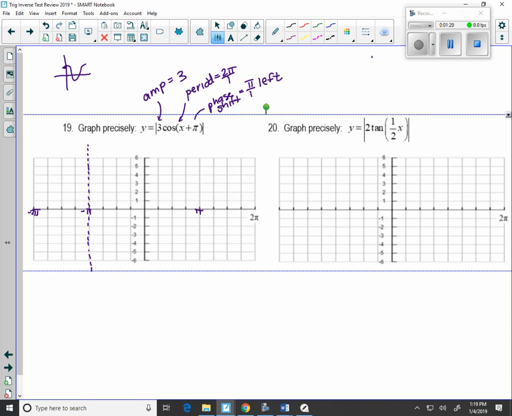So I'm going to start with an amplitude of 3, here at negative pi, 3. My period is 2 pi, so I'm going to get the next point done at positive pi. Halfway in between, I have that minimum point. Halfway in between, I cross the x-axis. So 3 cosine of x plus pi will look like this.